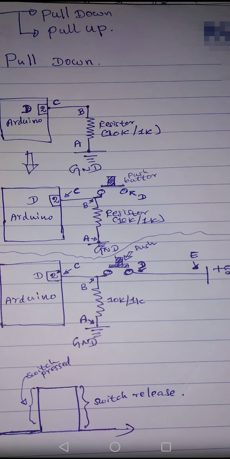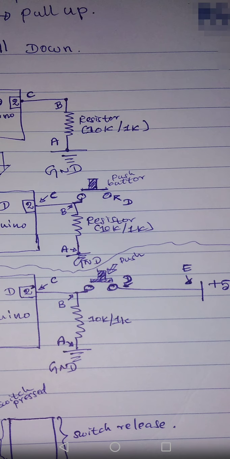Okay, so if I press the push button in the third picture, what will happen is there is going to be a connection created between terminal B and D. So B and D are going to be connected. D is 5 voltage, B is ground. So now what is going to happen? Both are going to be connected.